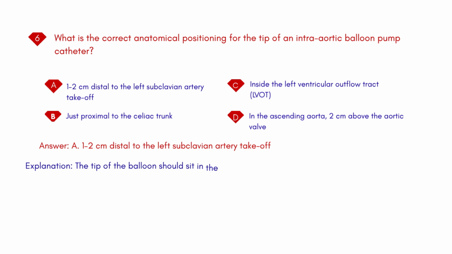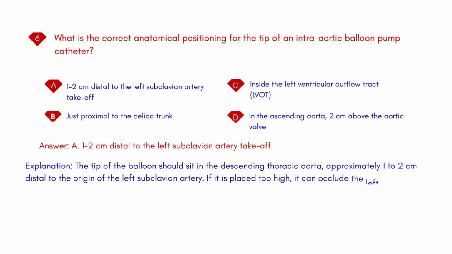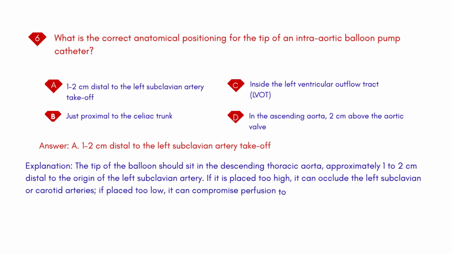Explanation: the tip of the balloon should sit in the descending thoracic aorta, approximately 1 to 2 cm distal to the origin of the left subclavian artery. If it is placed too high, it can occlude the left subclavian or carotid arteries. If placed too low, it can compromise perfusion to the renal and mesenteric arteries.